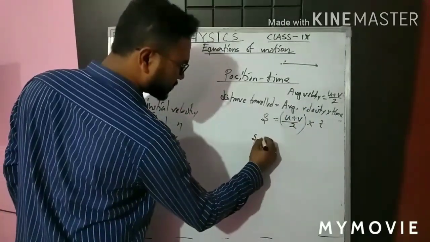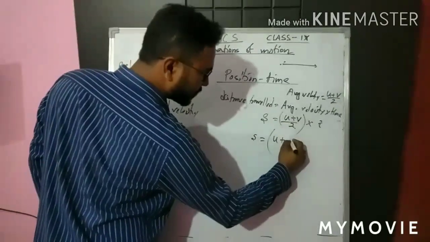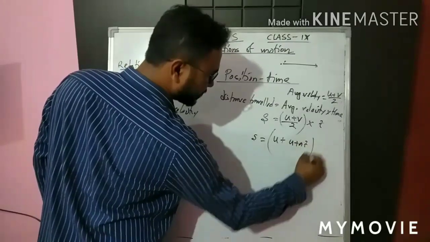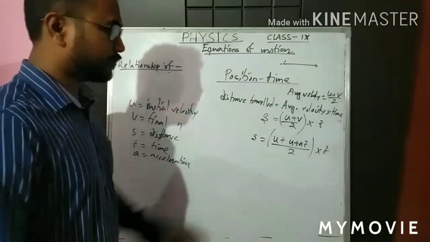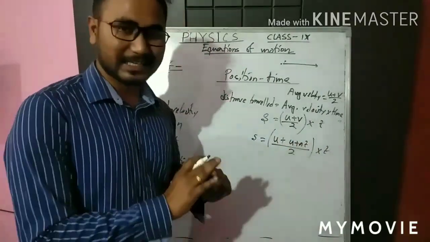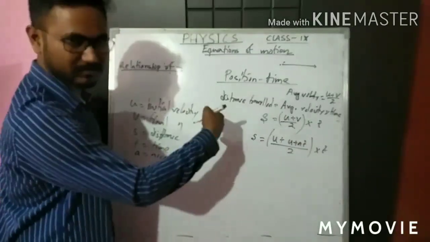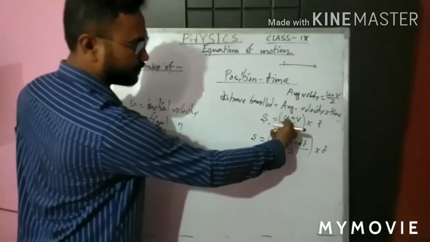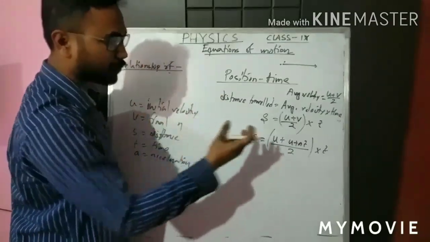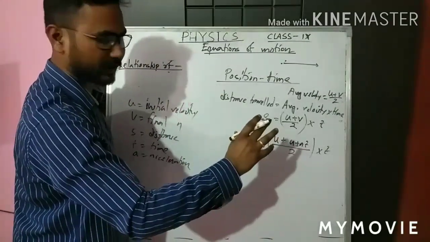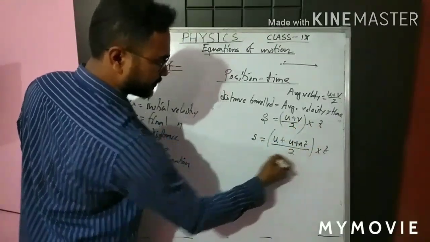How will we replace it? Just a few minutes ago you got the relationship for v. So instead of v you can simply put u plus at. Is it clear or not? That is the relationship of velocity time. So v is equal to u plus at, which I explained just a few minutes ago. That is the velocity time relationship: v equals u plus at. So I am simply putting, instead of v, u plus at.